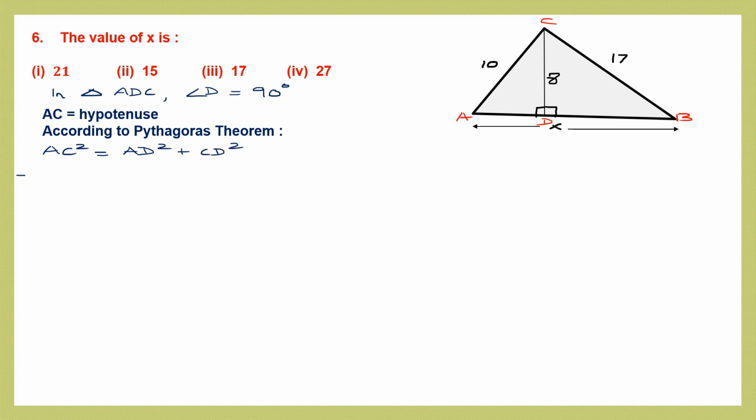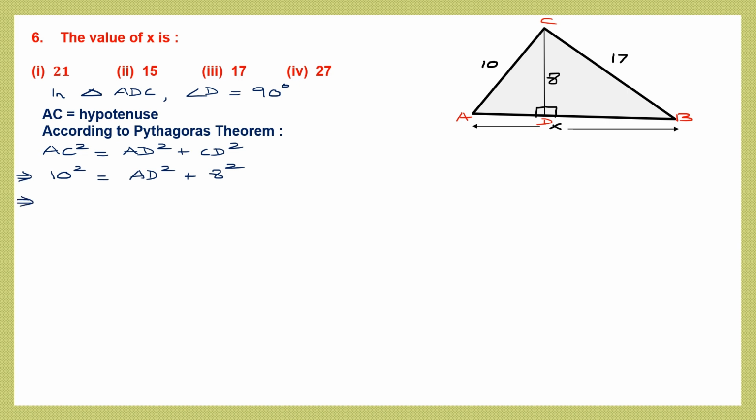So now let's simplify this by substituting. AC is already given to us, it's 10. So AC square means 10 square is equal to AD, we don't know. We'll leave it as it is. CD is given to us, it's 8, so 8 square.